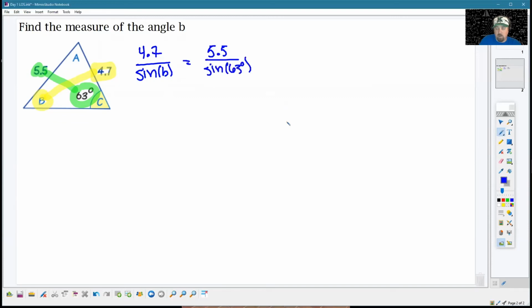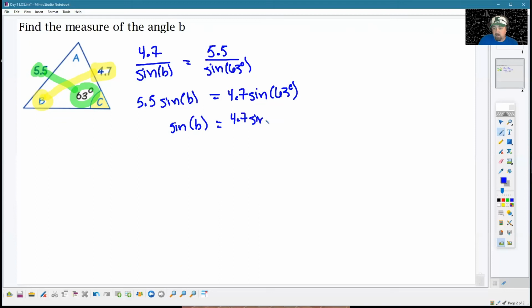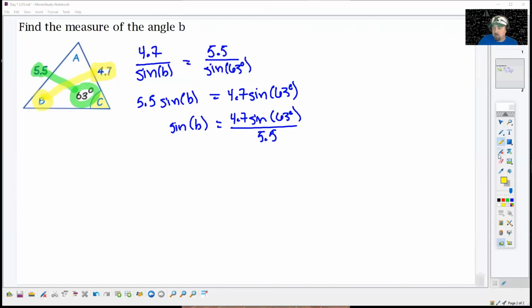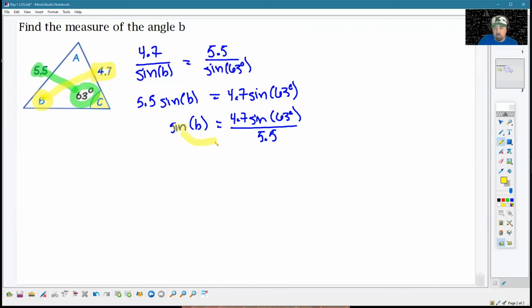And even though we're solving for an angle here, we're still going to do the same way. We're going to cross multiply and get rid of the fractions. So it's 5.5 times the sine of B equals 4.7 times the sine of 63. And we're going to divide now. Now, instead of dividing by the sine like we did last time, the B is trapped in here. So we need to move the 5.5. So we're going to divide by 5.5 first. So the sine of B is 4.7 sine of 63 degrees divided by 5.5. Now to get this sine to the other side, remember we've got to use inverse sine to do that.